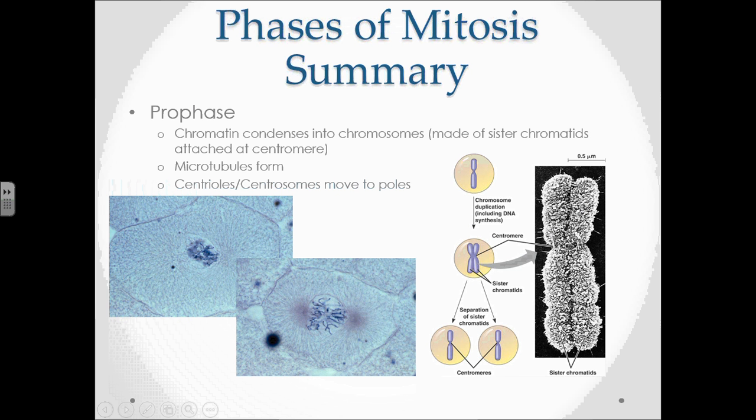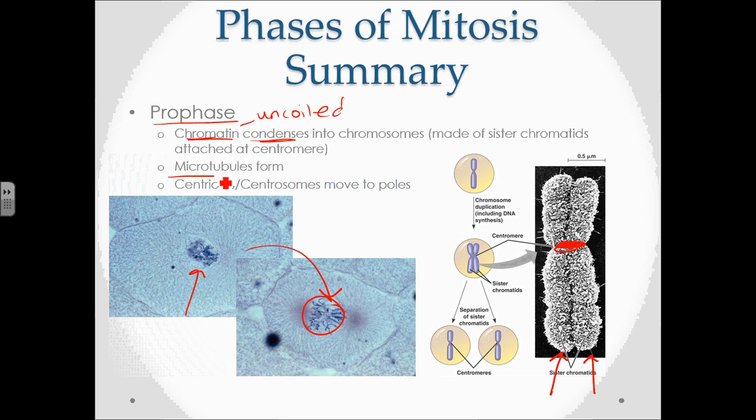So, summarizing what's happening in each of the phases of mitosis. Prophase: the chromatin, which is just uncoiled DNA where you can't see any chromosomes, condenses into the chromosomes. So now you can see those chromosomes right there. They're made of sister chromatids attached at the centromere. So here's a sister chromatid, here's another one, and there's a centromere attaching them right there.